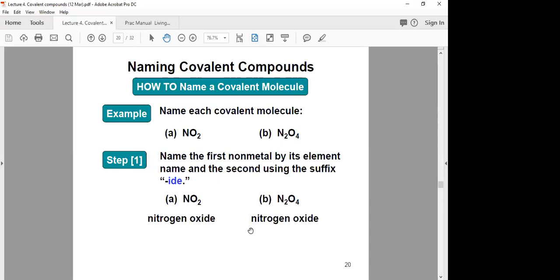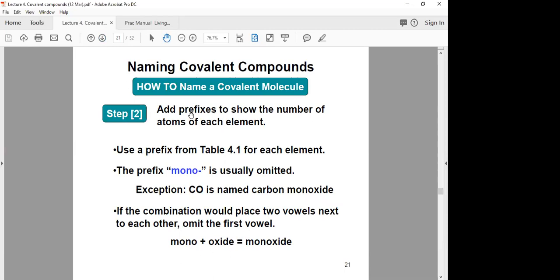We have the same names, but two very different molecules in NO2 and N2O4. So obviously we need to specify within the name how many nitrogens and how many oxygens are found in these two very different molecules. Very simple to do. We simply add prefixes to show the number of atoms of each element. The prefixes are found on the following slide in table 4.1. We'll look at that in just a moment.